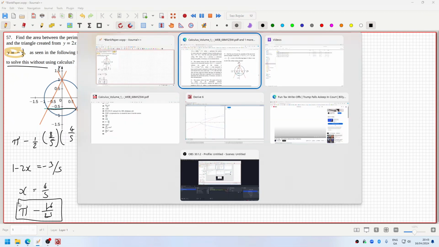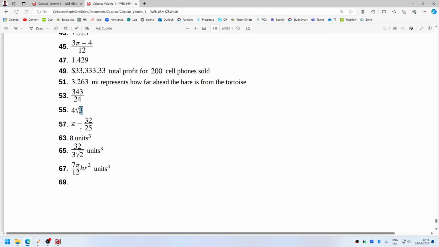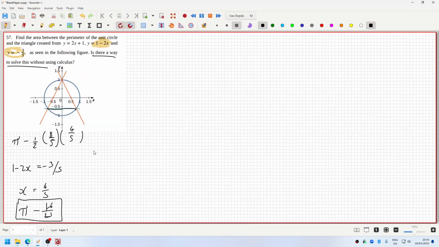Let's check the answer. Pi minus 32 over 25. Oh, that's only the point. I should multiply by 2, because I've only calculated that. 32 over 25. Focus, Stephen, focus. Okay. Right.